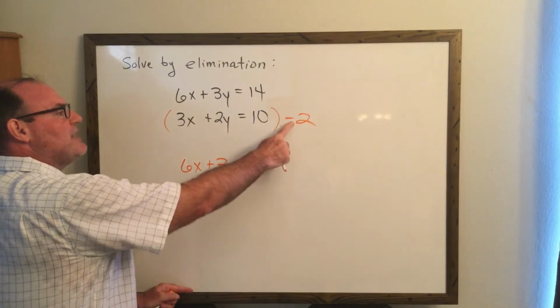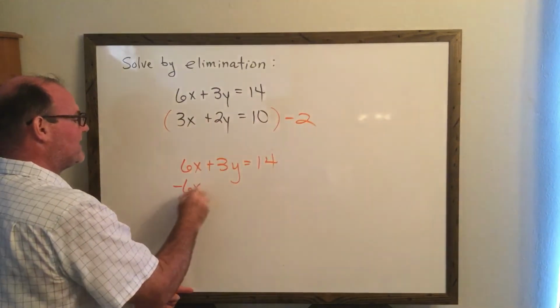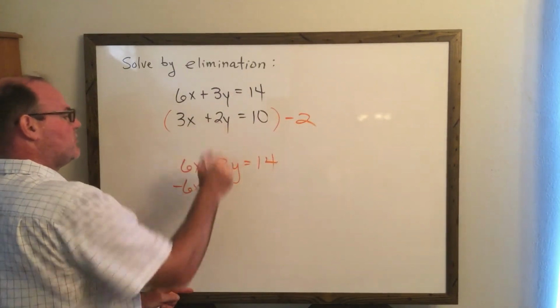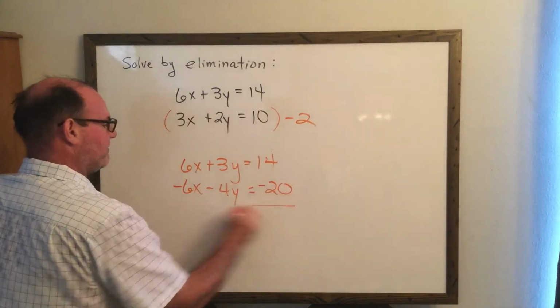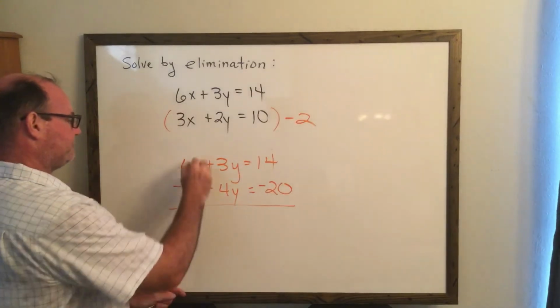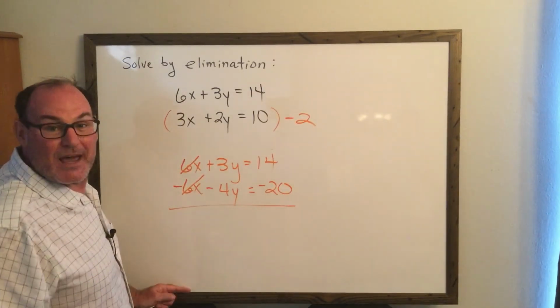The bottom equation: -2 times 3 is -6x. -2 times 2 is -4y. And then -2 times 10 is -20. And when I add this up, the x's cancel, which is what I wanted.